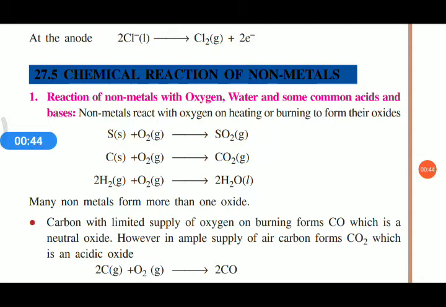Non-metals react with oxygen to produce oxides, non-metal oxides. Non-metals normally react only when heating or burning. Non-metals react with oxygen only when heating or burning to produce their oxides. For example, sulfur reacts with oxygen to produce sulfur dioxide, S plus O2 gives SO2. Carbon reacts with oxygen to produce carbon dioxide, C plus O2 gives CO2.